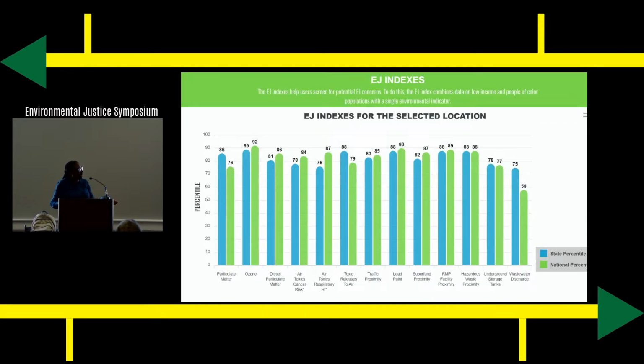You also have it in graph form, where it shows you the state percentile and the national percentile. So you can compare. For each indicator, you look at the percentile for both the state and the nation. For some the national is higher, for some the state. So it varies across each indicator.